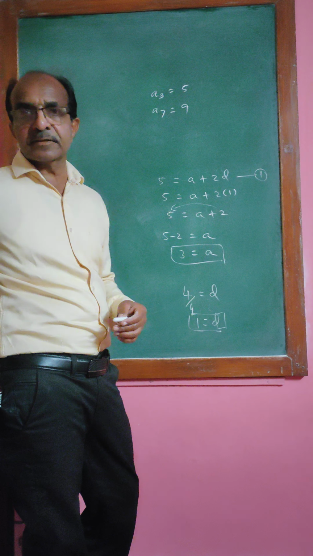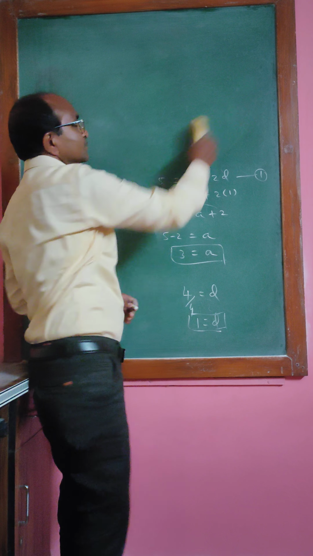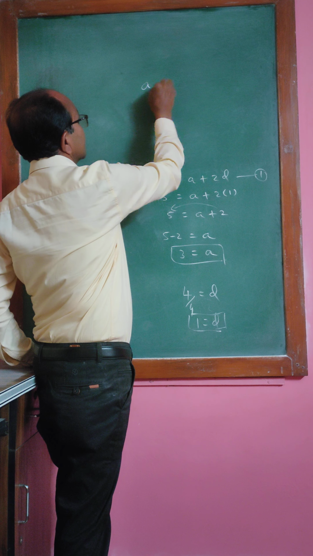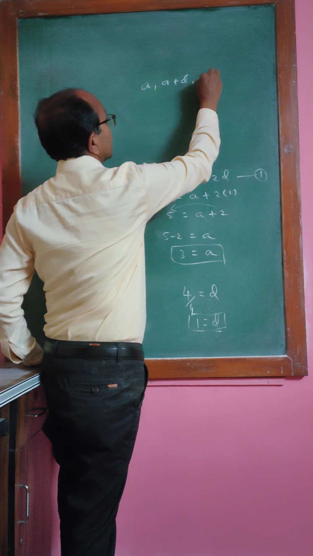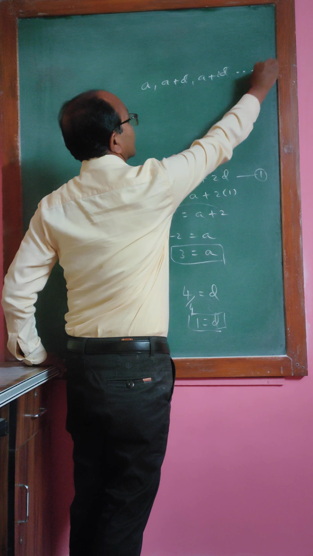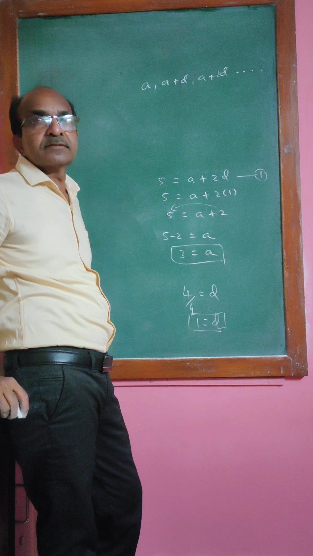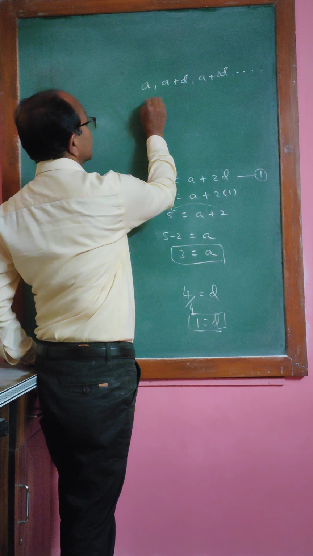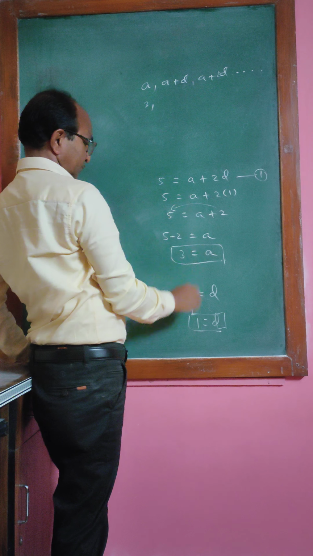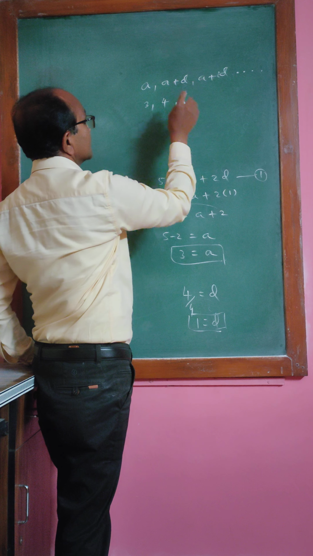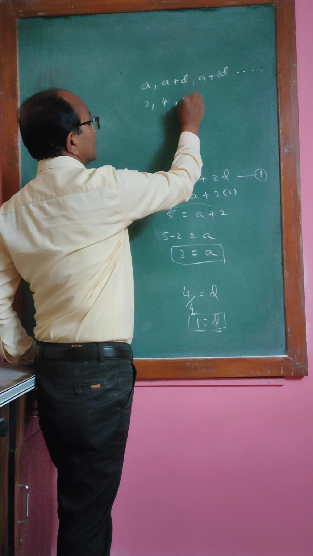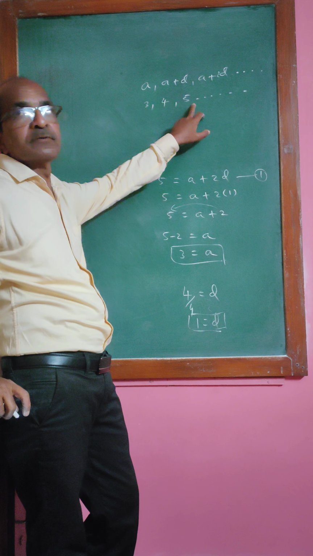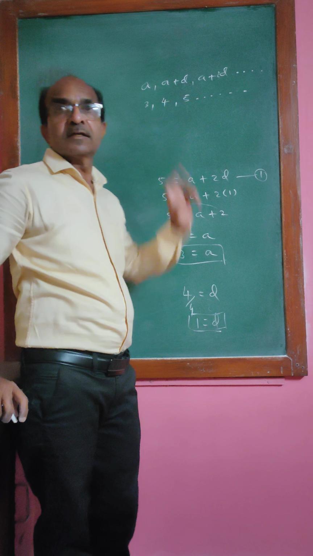Now we have to write the required AP. In an AP, the first term is a, then a plus d, a plus 2d, and so on. This is the standard form of an AP. a is 3, a plus d is 3 plus 1, which is 4, 3 plus 2 is 5, and so on. So that is our answer: 3, 4, 5 is the required AP.